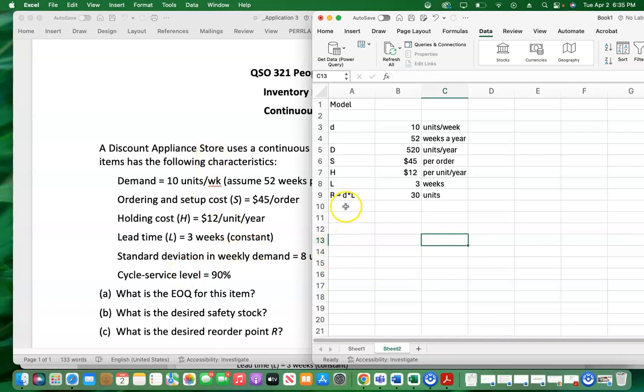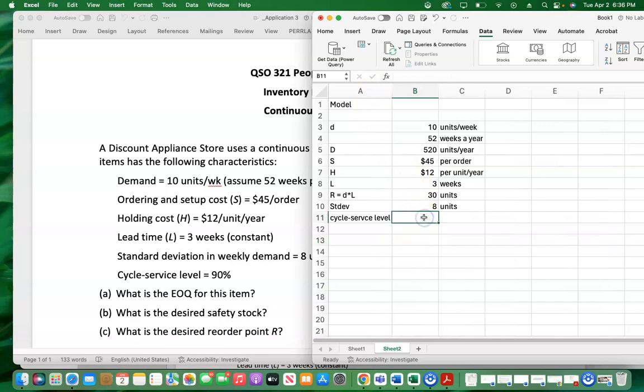And so let me write the information which is given. We are given a standard deviation, which is 8 units. This means the average of the fluctuations from this regular demand is 8 units, and that's what we call the standard deviation. We are also given the cycle service level, which is 90%. We could be given 95, 80, or any percent, but at this moment we are given 90%.